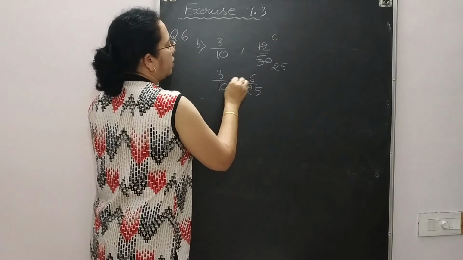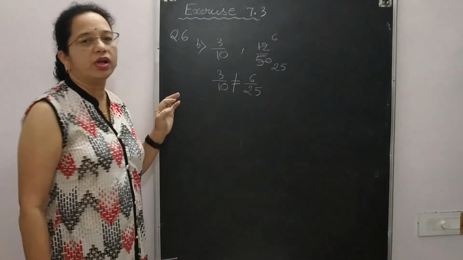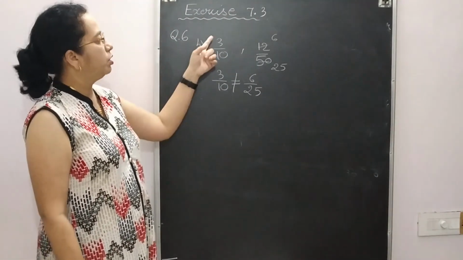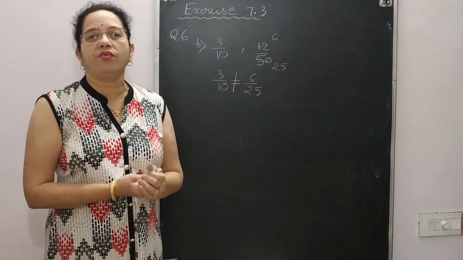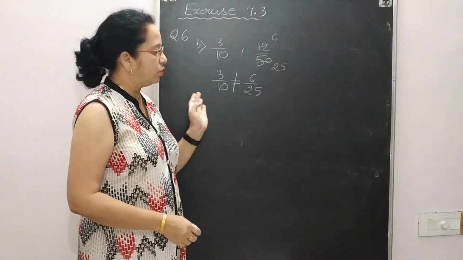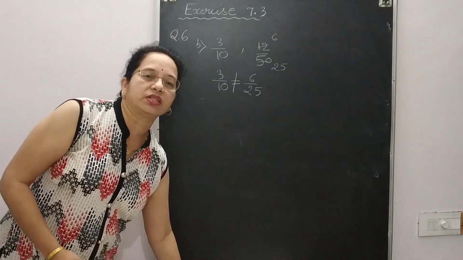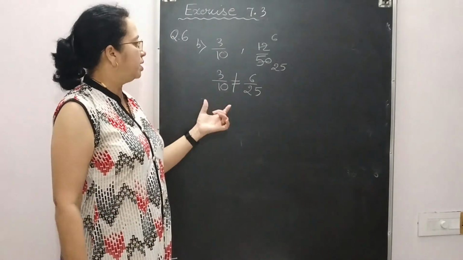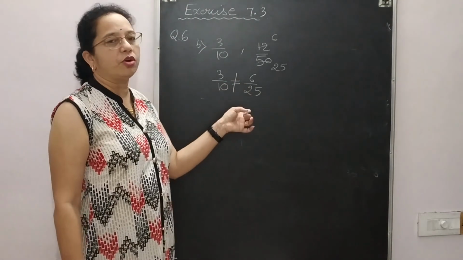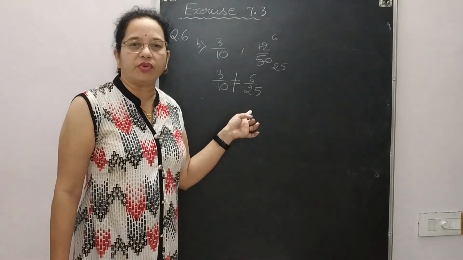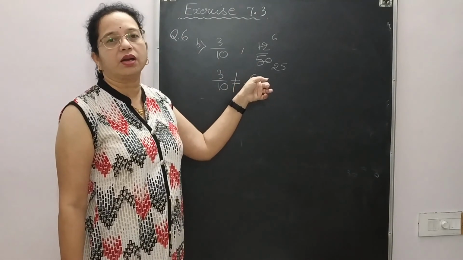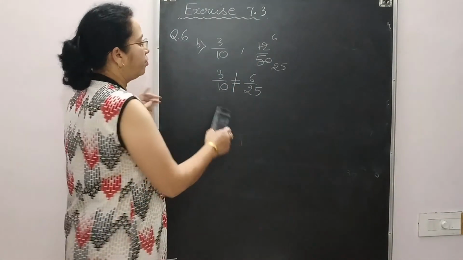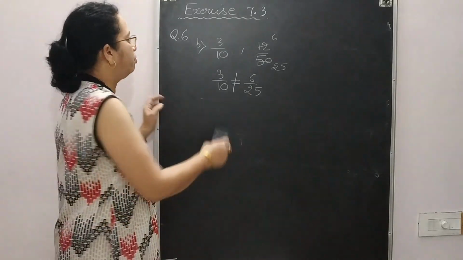You can say that these two are not equal. So therefore 3 upon 10 and 12 upon 50 are not equivalent fractions. So this is the way you are supposed to write down the statement and complete the sum. Since 3 upon 10 and 6 upon 25 are not equivalent fractions, therefore 3 upon 10 and 12 upon 50 are not equivalent fractions. Value is not same, so they are not equivalent.